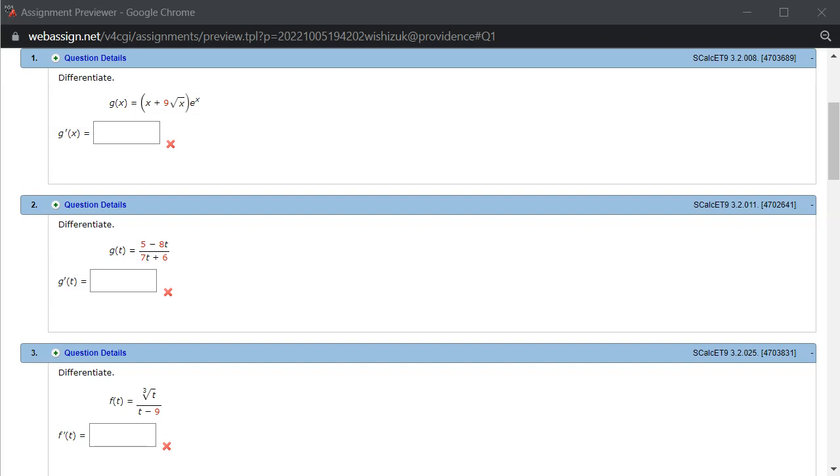All right, let's look at homework 3.2, problem number 1. So let's find the derivative of g of x here.